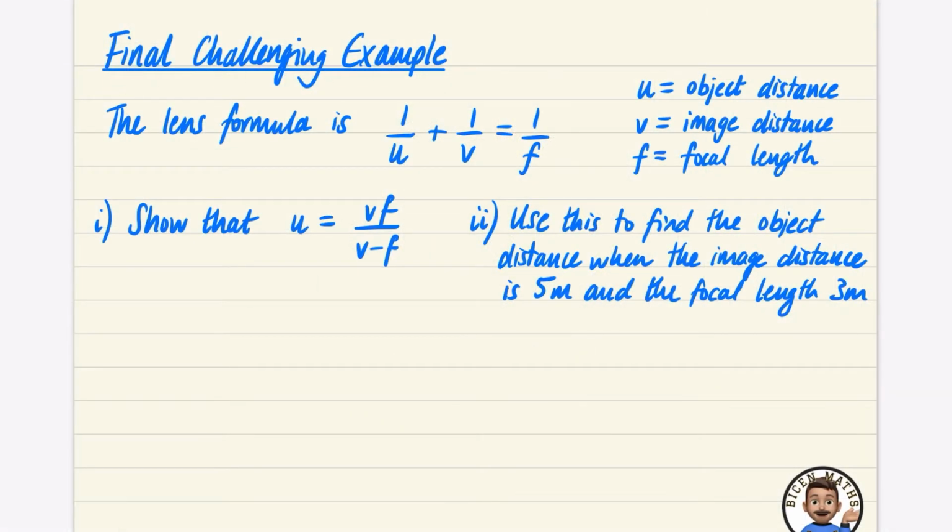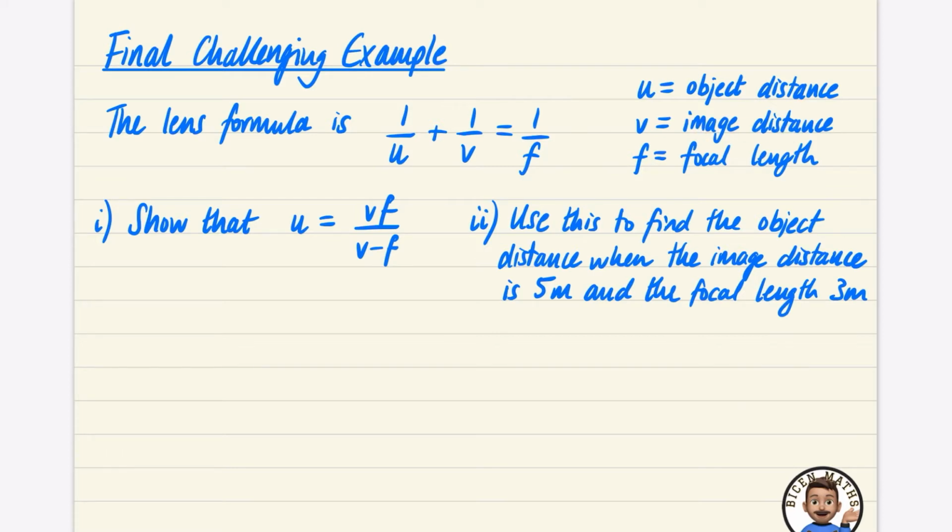Okay, so final challenging example, and this is a really tough question, and it's also in the kind of context of something from physics as well. The reason this example is different is because we've got two fractions that are being added together first. So it says here that the lens formula is 1 over u plus 1 over v equals 1 over f, where u is the object distance, v is the image distance, and f is the focal length.